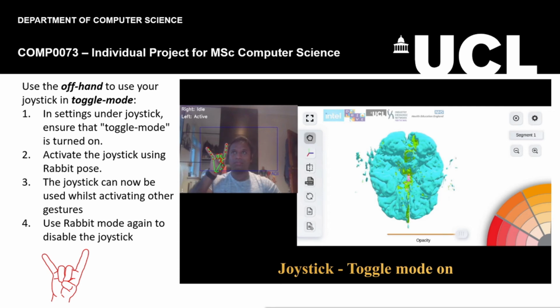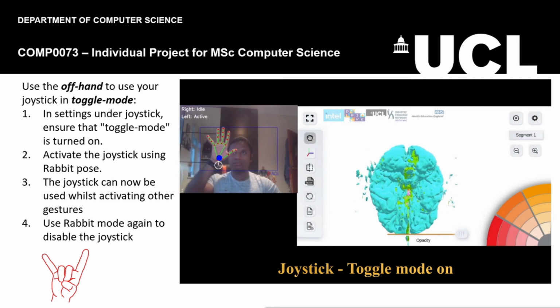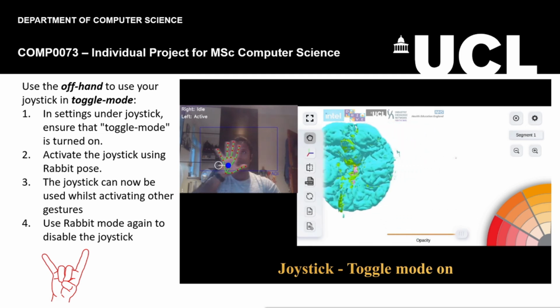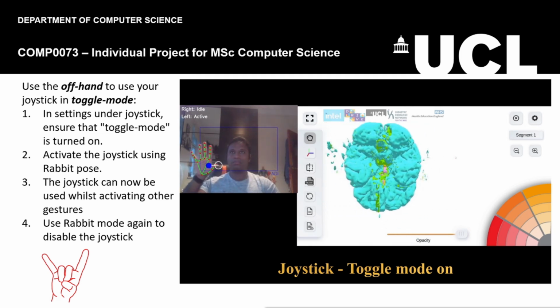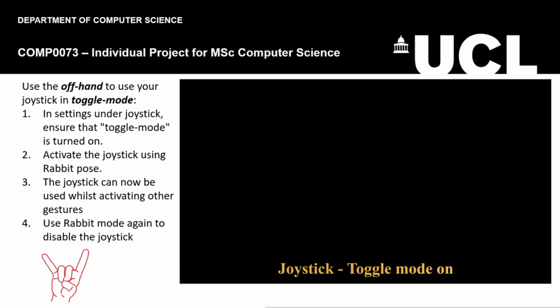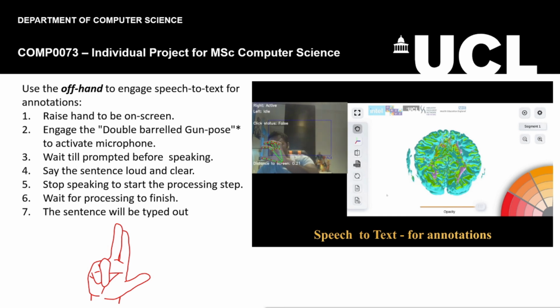This is another joystick mode of use, which I call toggle mode. You activate it with a gesture, then you can move your hand as you please, even performing other gestures while in use. You deactivate it with a gesture when you don't wish to use it anymore. This could come in handy when, for example, you want to jump and move at the same time in a video game.